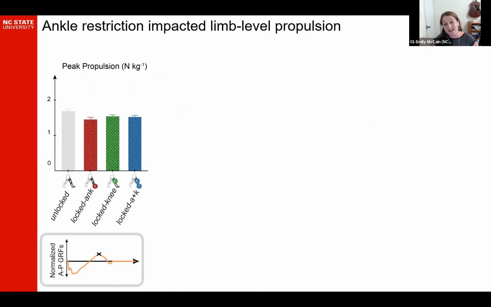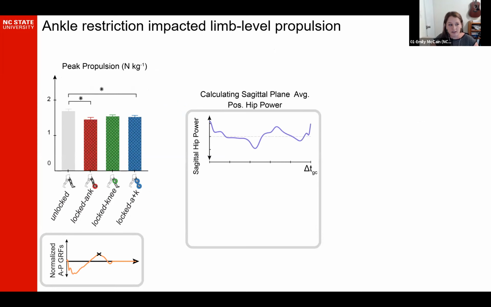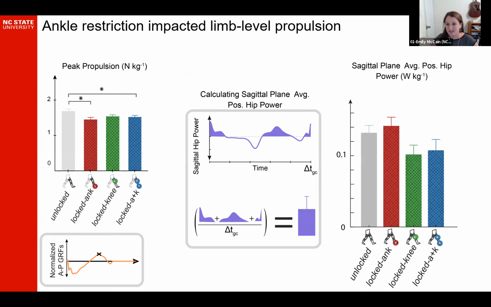We found that in any condition with ankle restriction, there was a reduction in ipsilateral peak propulsion. To investigate whether this reduction might be compensated for at the hip, we used time series joint powers to calculate the average positive hip powers in the sagittal plane, and found that whenever the knee was locked, there was a reduction in hip power when compared to the unlocked condition, as well as the locked ankle condition, indicating that restriction of the knee permitted sagittal plane hip compensation.